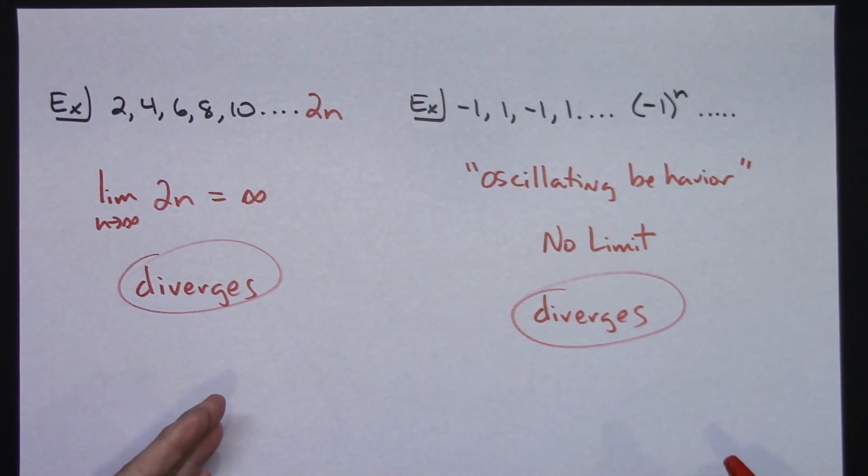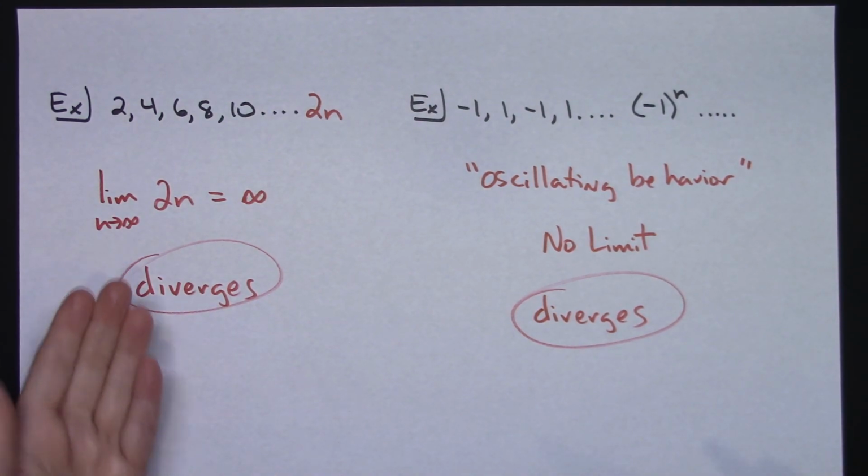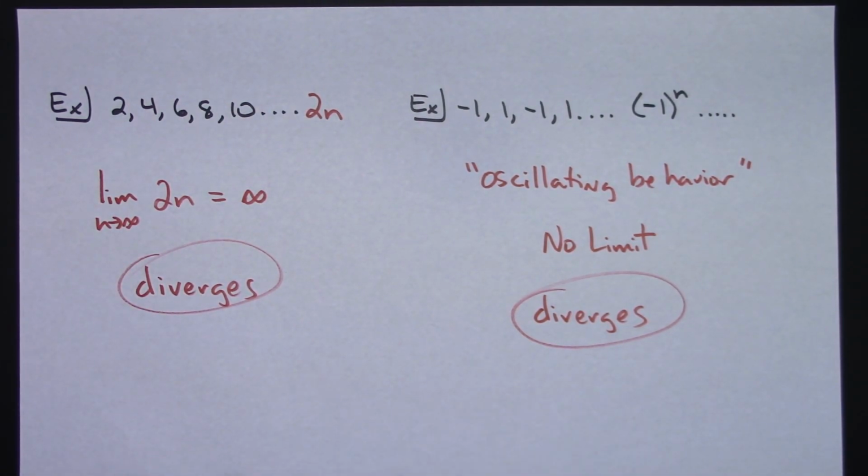So just 4 nice quick little examples of some pretty simple sequences, how you can go about finding out whether or not it diverges or converges by using that limit approach, taking a look at the limit as n approaches infinity.